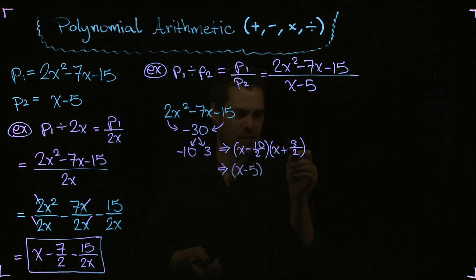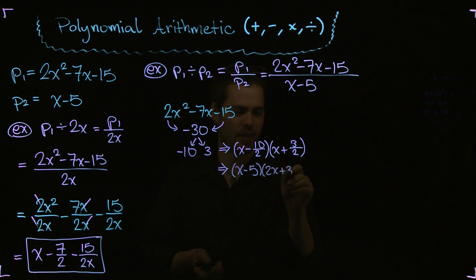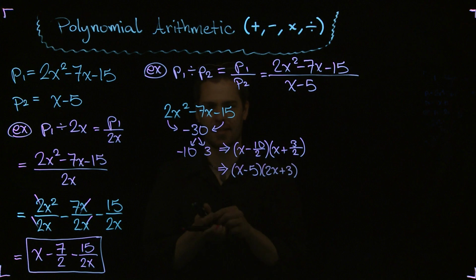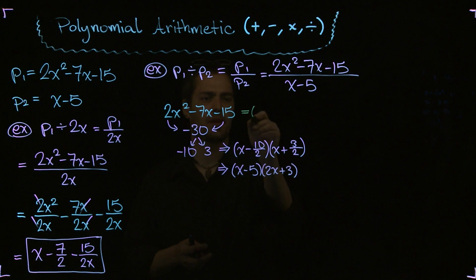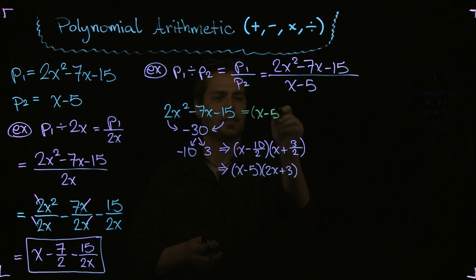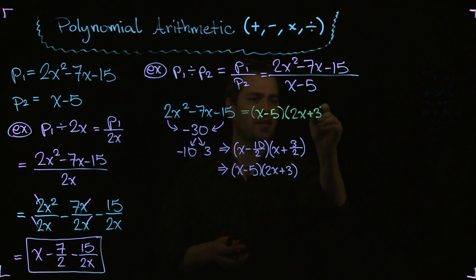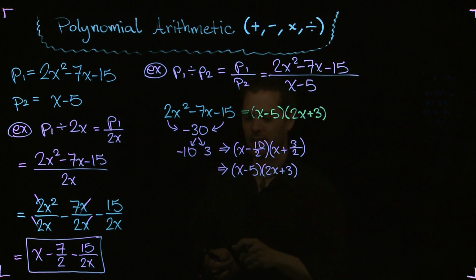And I'm going to pull this 2 up to the front and call this 2x plus 3. Now these are the legitimate factors of that. I can confidently say that 2x squared minus 7x minus 15 is equal to x minus 5 times 2x plus 3. When using method number 3, you always have to factor the greatest common factor first. Double check those factoring videos and be careful.